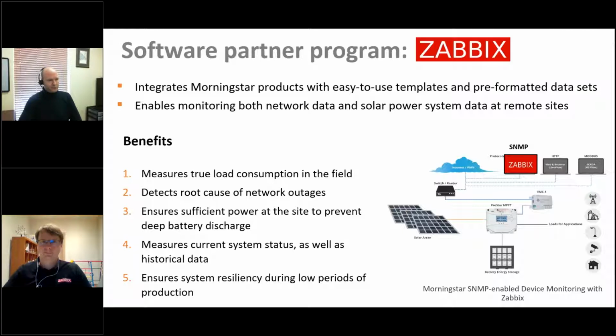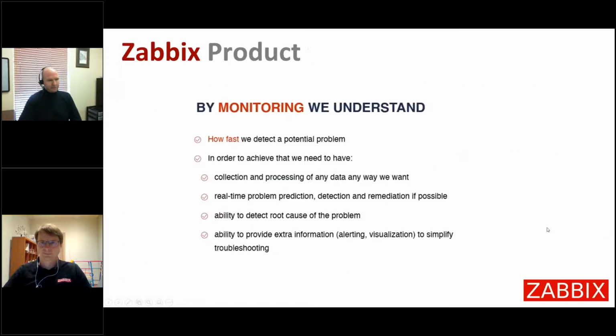So that partnership program brings a lot of simplicity to the market so that you can get up and running very quickly. And then with that, we're working with Zabbix, and I'll give Sergey a chance to do an introduction here about his product.